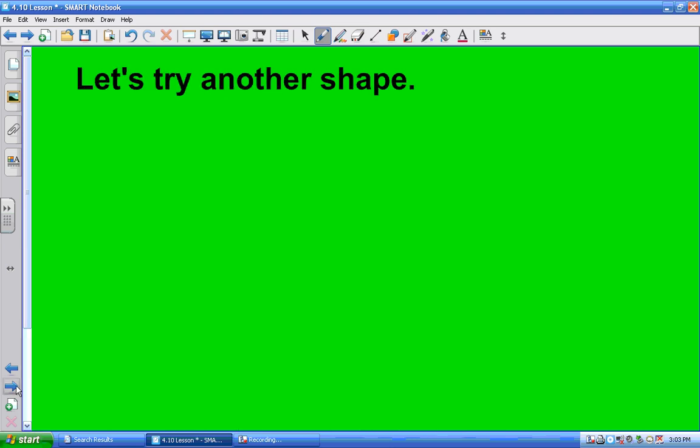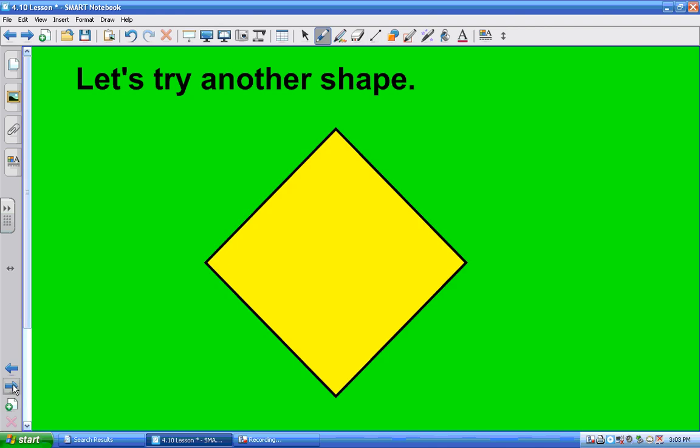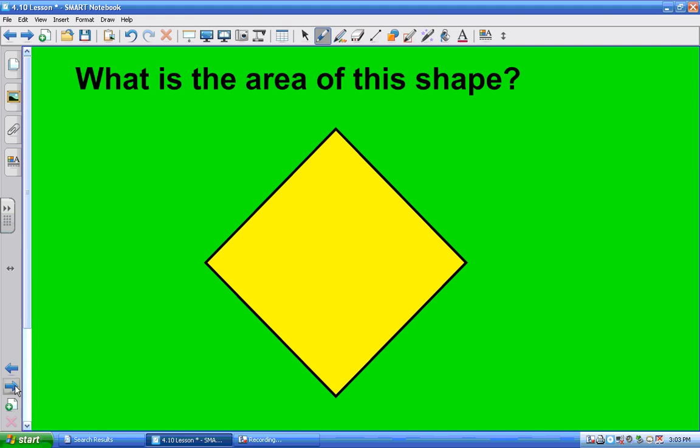Let's turn the page. Let's try another shape. Boom. What? You don't think that looks good? So what's the area of this shape? Cool. Sorry, Ethan? Square. Diamond. No, it's a rhombus, but okay, so it is a square. But how are you going to find the area? So, Ethan? It's a weird shape. How do you find the area?